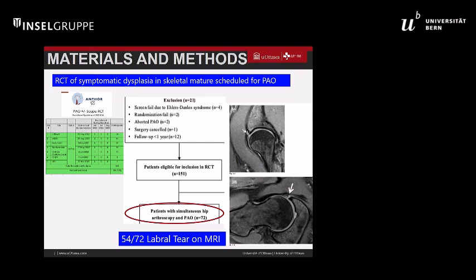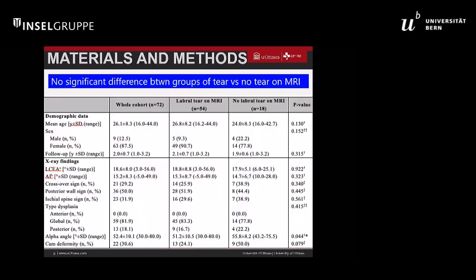As alluded to, this is part of a larger randomized trial comparing scope at the time of PAO. We've recruited over 200 patients now, multi-center. The trial is closed, so we're doing our 1 or 2 year follow-up. But this is a subgroup analysis of the arm that underwent the arthroscopy at the time of the PAO. So it's a group of 72 patients, of which 54 of the 72 had a labral tear read on MRI. And I'll show some of the limitations of that.